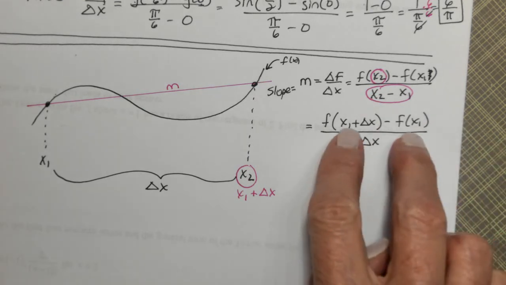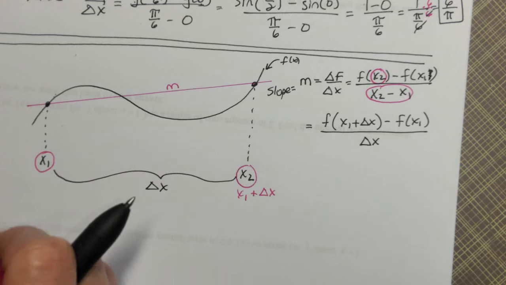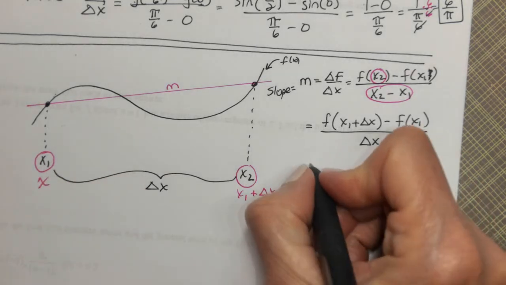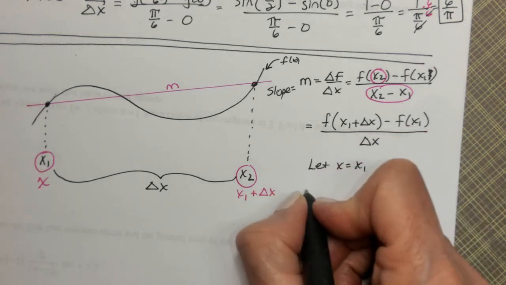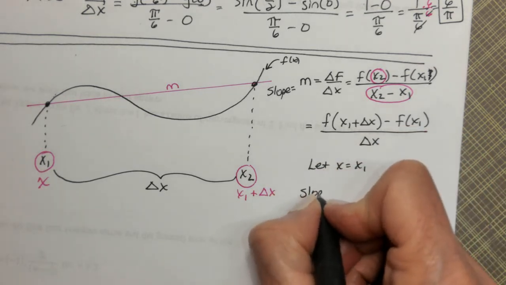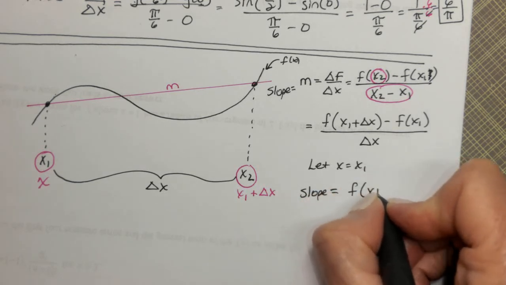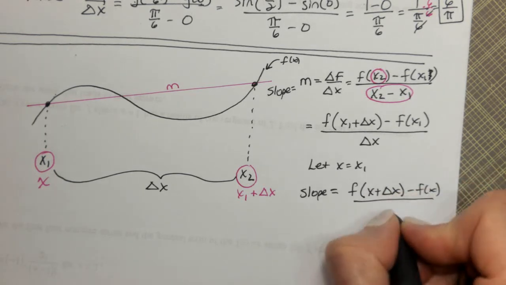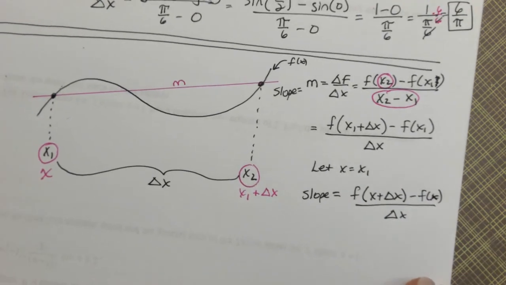And I'm going to rename this x sub 1, and I'm just going to call it x. So if I do that, let x equal x sub 1, then my slope is f of x plus delta x minus f of x, all over delta x. And that is that slope, the average rate of change.